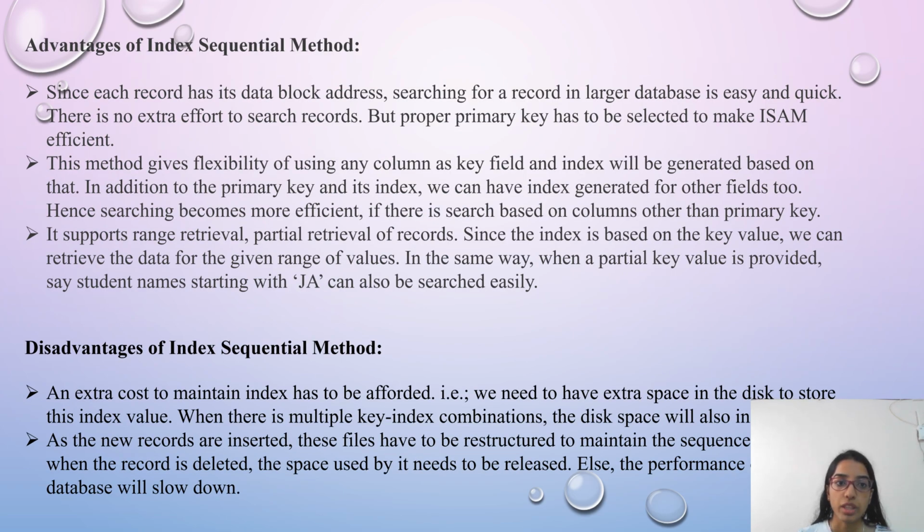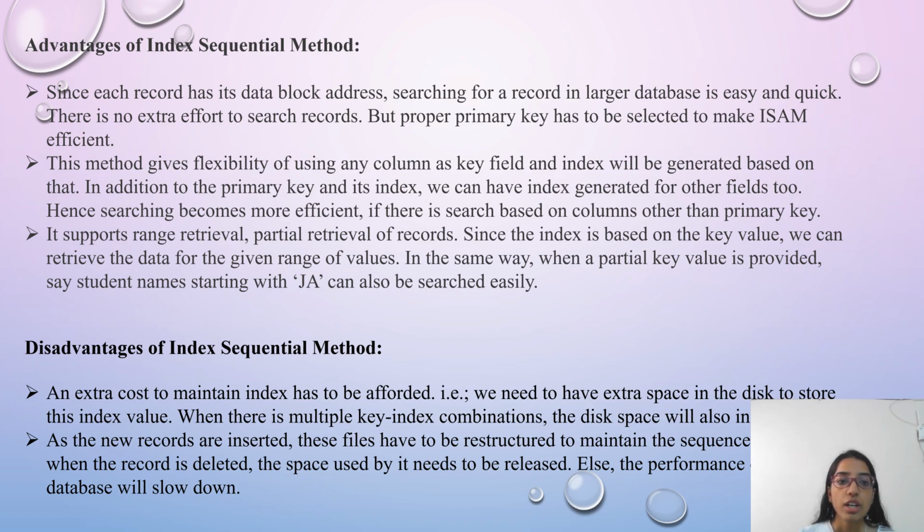Advantages of index sequential method. Since each record has its data block address, searching for a record in a larger database is easy and quick. There is no extra effort to search records, but a proper primary key has to be selected to make ISAM efficient. This method gives flexibility of using any column as key field and the index will be generated based on that. In addition to the primary key and its index, we can have an index generated for other fields too. Hence, searching becomes more efficient if there is a search based on columns other than the primary key.